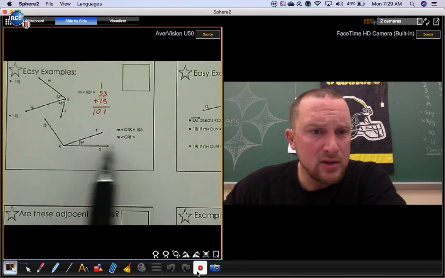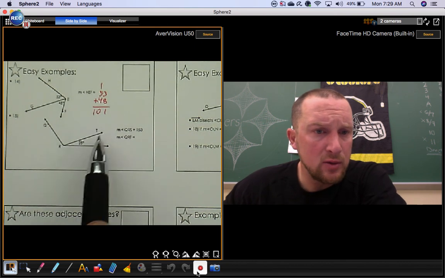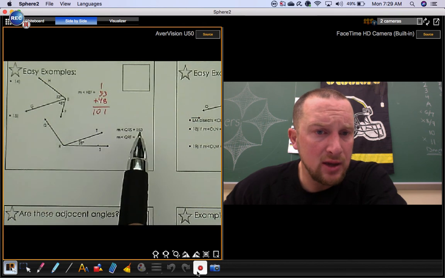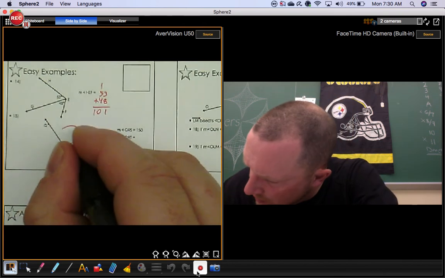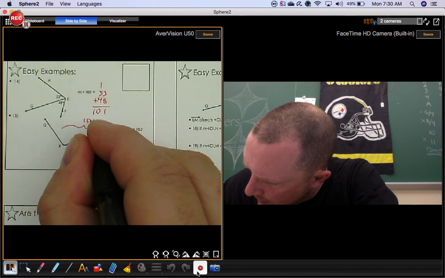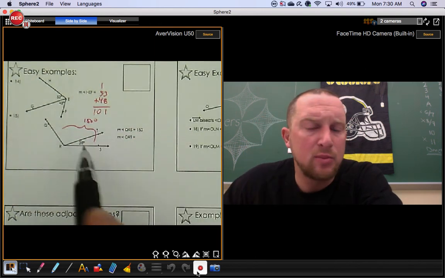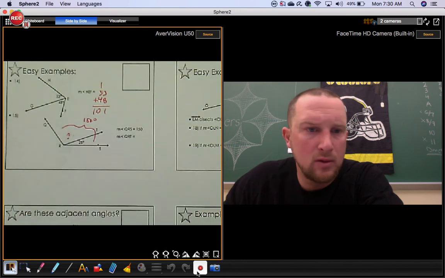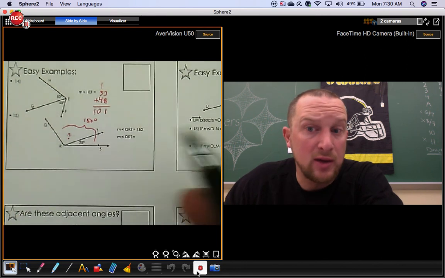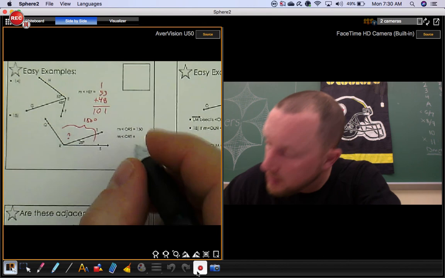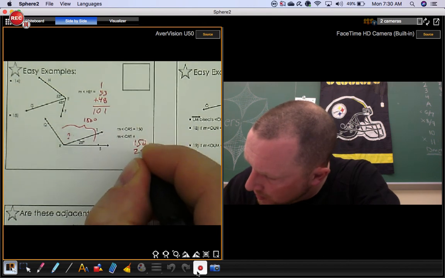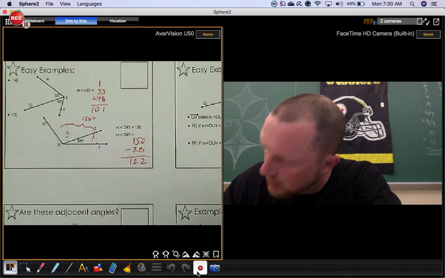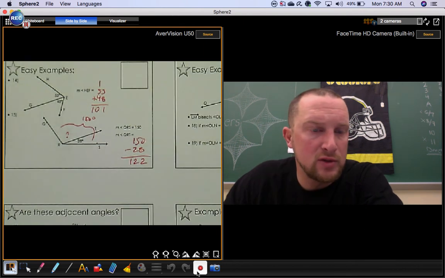You come down here to this one, they tell you the measure of this little angle. They also tell you the measure of angle QRS, that's the big angle. They tell you that it's 150 degrees. So if the whole thing is 150 and part of it's 28, what's the other part? This is where you subtract. When you have the big one and a little one, subtract. So we'll do 150 minus 28. That gives you 122 for that angle.